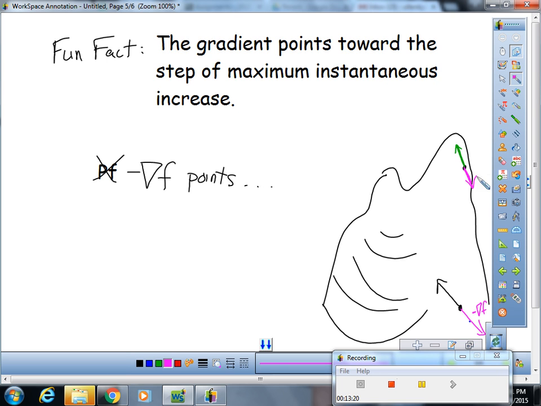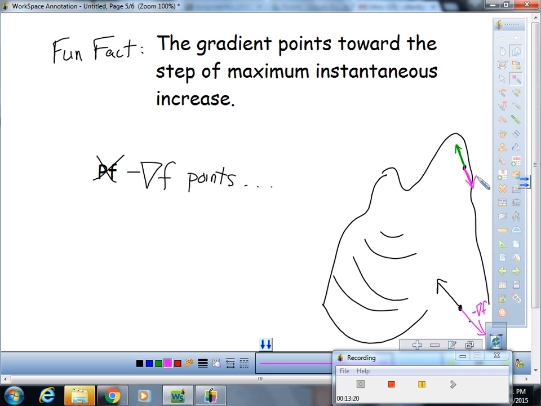The maximum instantaneous decrease, yes. I agree, but if you read the way the book writes it, it says it's the minimum instantaneous increase. So they're assuming that the minimum increase is the same as the maximum decrease, and I totally disagree.